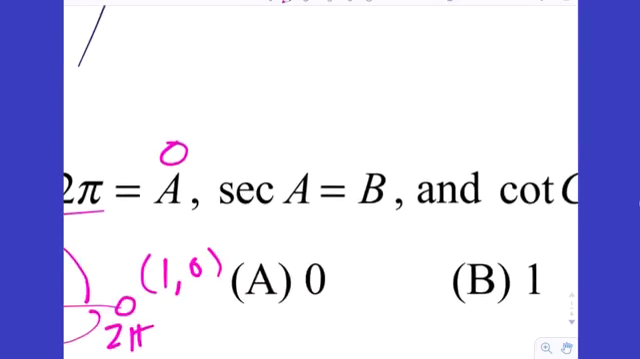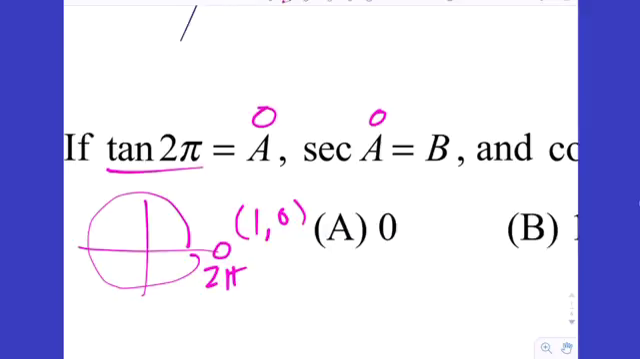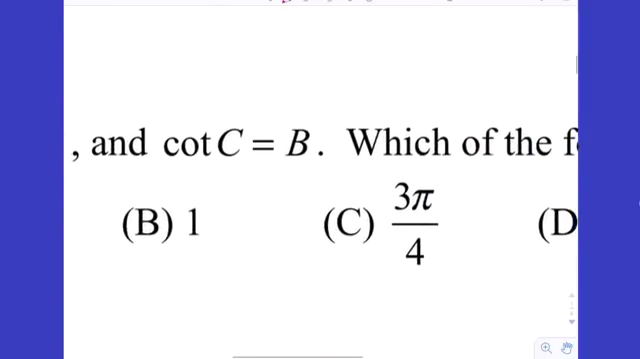Okay? So secant of A, that's just secant of 0. Well, that's the same ordered pair. Secant of 0 is the reciprocal of cosine of 0. Cosine of 0 is 1. What's the reciprocal of 1? 1, because 1 is really 1 over 1. And when you flip 1 over 1, you get 1 over 1, which is still 1. So B must be 1. Okay. So now cotangent of C equals B, where B equals 1.